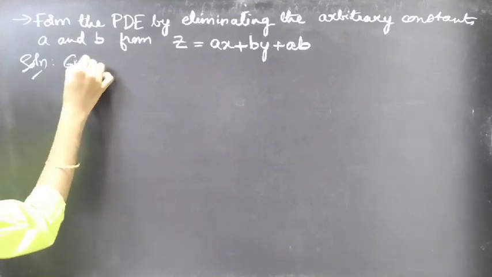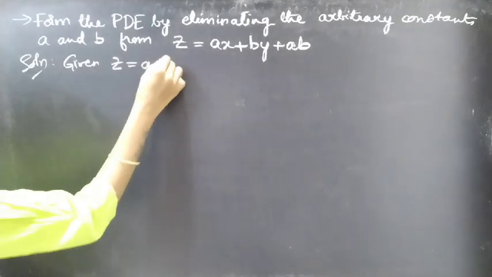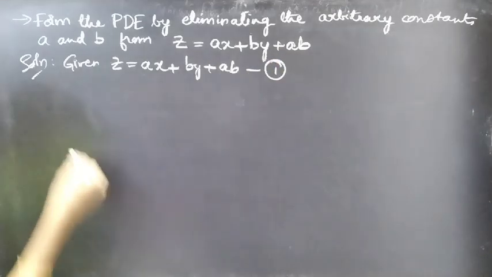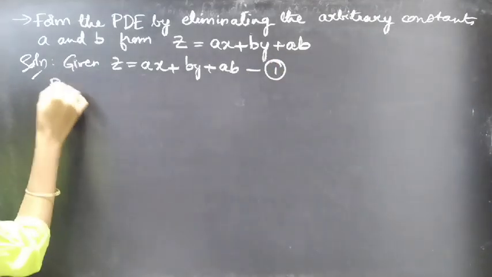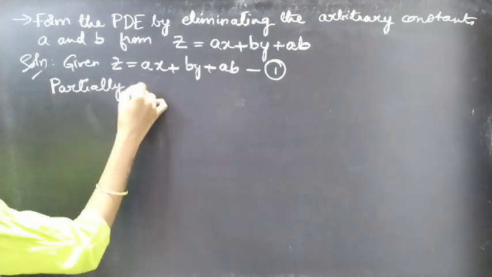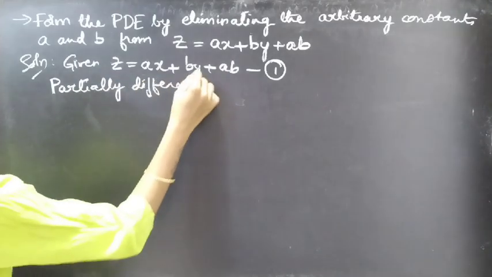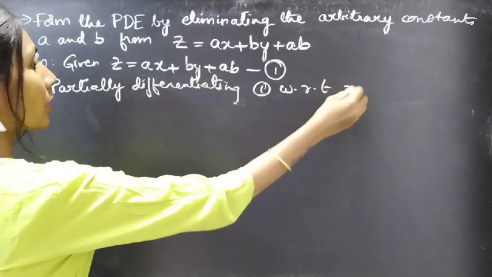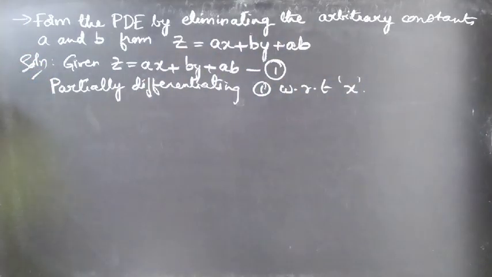Given a relation z equal to ax plus by plus ab, consider it as some equation 1. Now partially differentiate 1 with respect to x. So here we need to partially differentiate 1 with respect to x. So y will be treated as constant and z is a function of x and y.